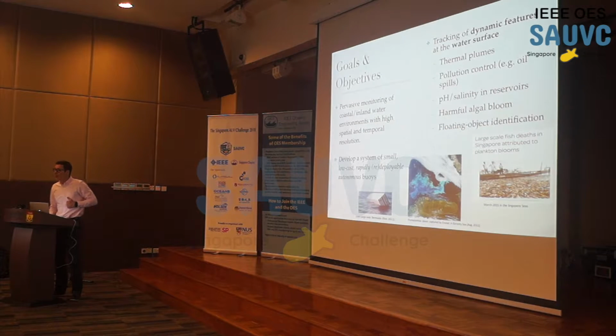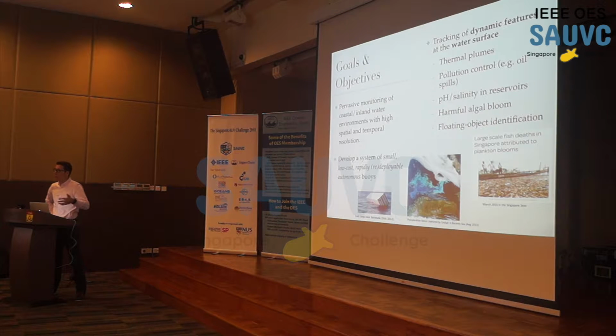All right, the goals and objectives. Essentially, we looked into pervasive monitoring, trying to monitor the coastline or the ocean and even water bodies. In Singapore we have many reservoirs, and these are fairly large extents of water. We want to look at features that are changing over time, so dynamic features. These could be thermal plumes or even pollution. For instance, algae bloom is a recurrent problem, not just in Singapore, but in Singapore it's happening almost every year.